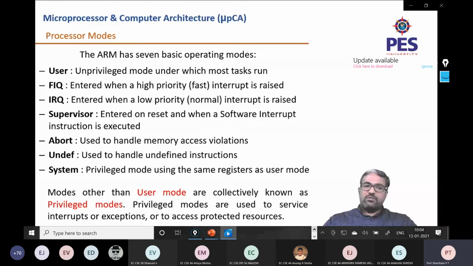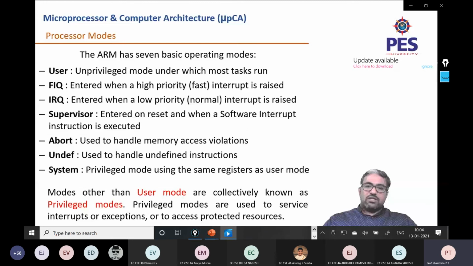User mode is a very unprivileged mode. FIQ mode is a very high priority mode. Whenever an interrupt is raised by the hardware or the software, there will be a shift from user mode to fast interrupt mode. IRQ is the low priority mode.